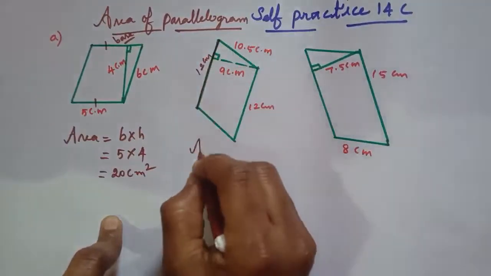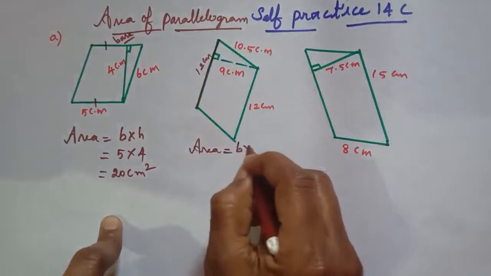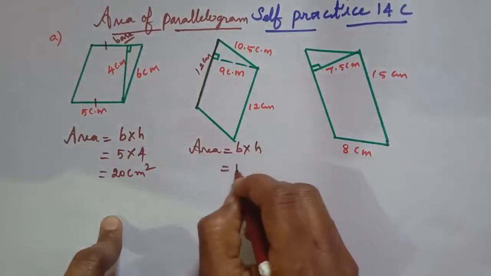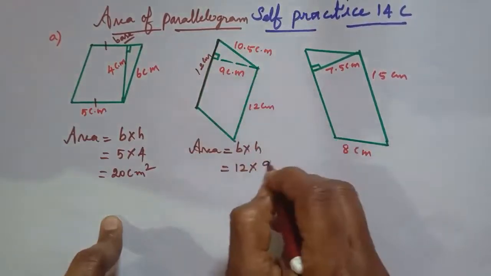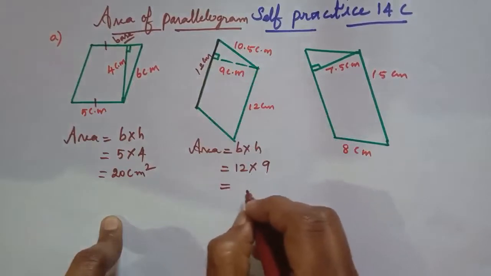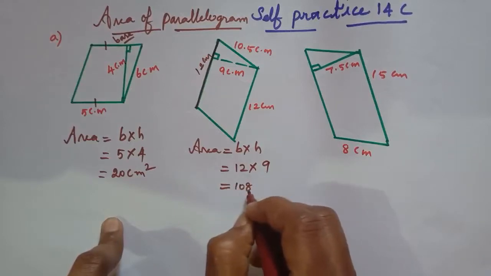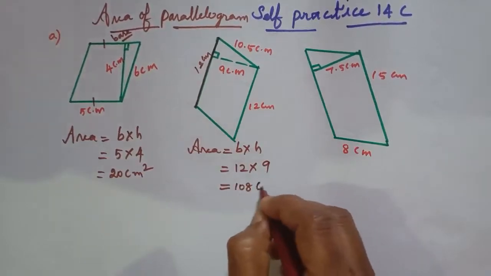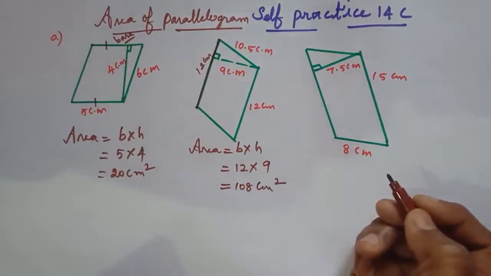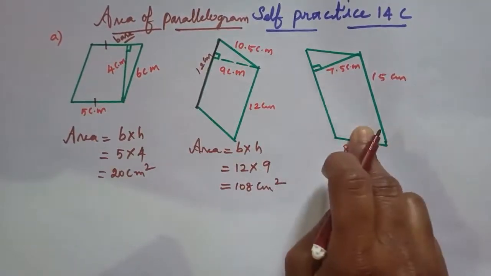So area is equal to b into h. What is b? 12 into h, 9 centimeter. So that is equal to 2 9s are 18, 108. Okay, 108 centimeter squared. Is it clear, students? Okay, good. Then this question is homework.